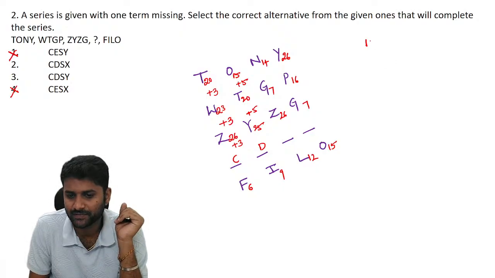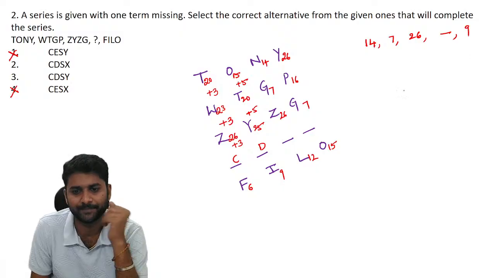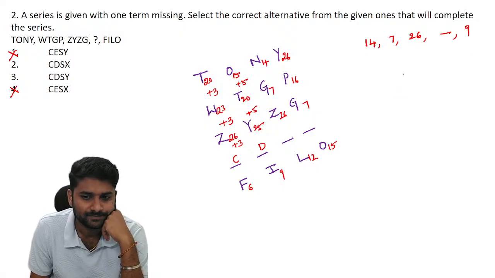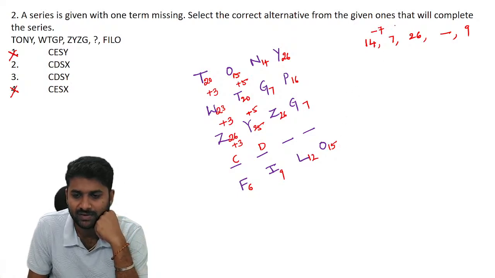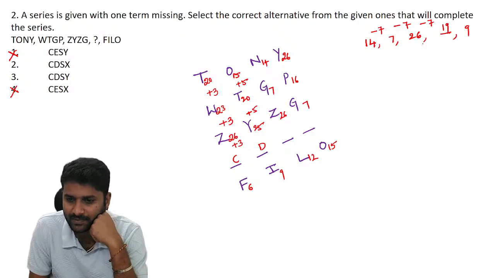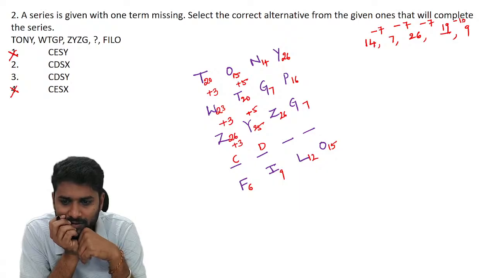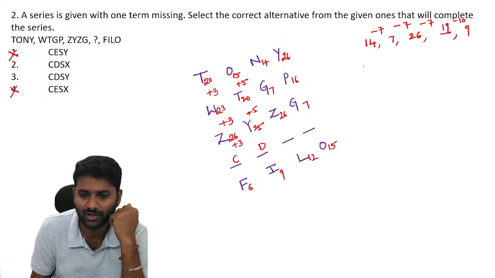Take the series, if you're interested: 14, 7, 26, dash, 9. So definitely we have to subtract 7 units, right? Now 7 becomes 26, again subtracting 7. Now 27 minus 6 is 19, and we are subtracting 10 units. What is the 19th letter? S is the 19th letter. According to the order only you have to go.